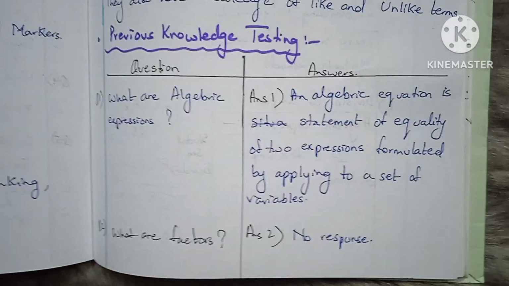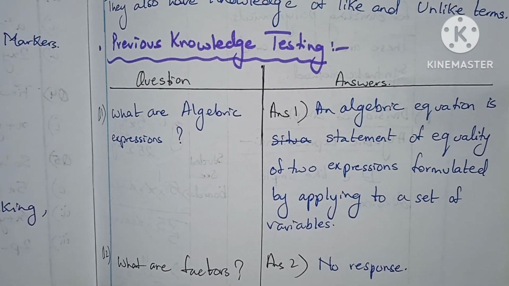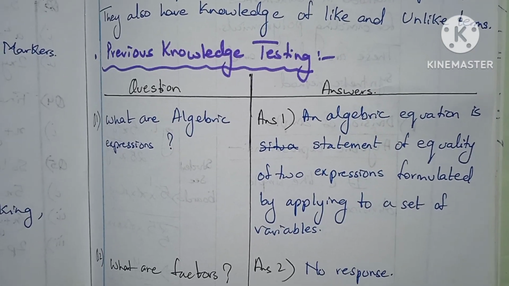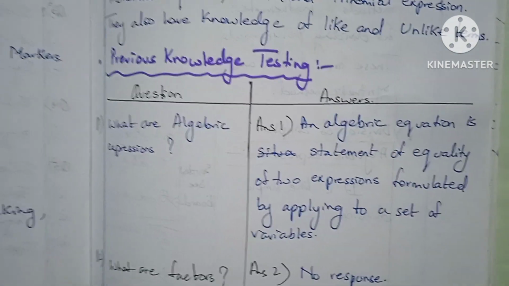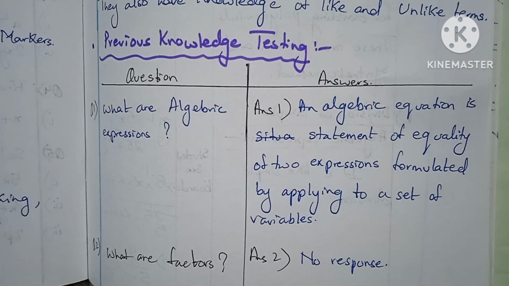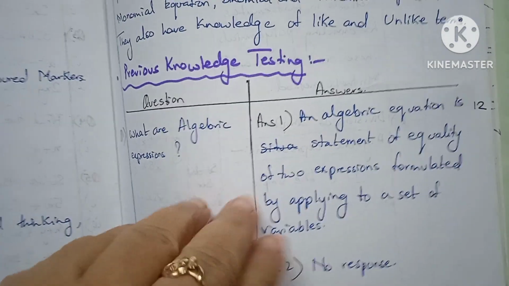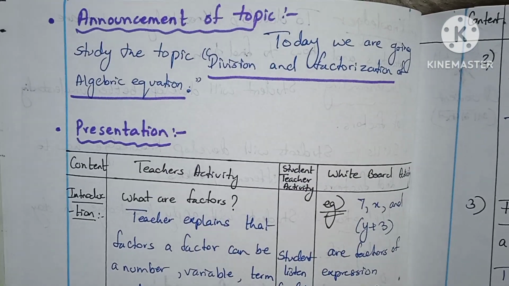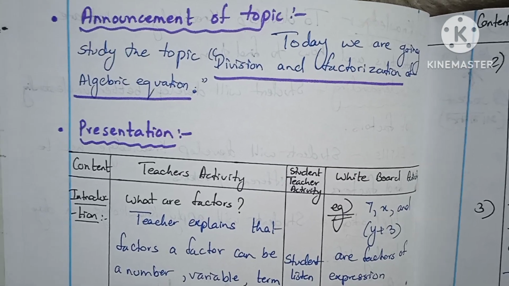For previous knowledge testing, the teacher asked the following questions: what are algebraic expressions? Students reply: an algebraic equation is a statement of equality of two expressions formulated by applying to a set of variables. What are factors? No response. So now the teacher announces the topic: the topic we are going to study today is division and factorization of algebraic expressions.